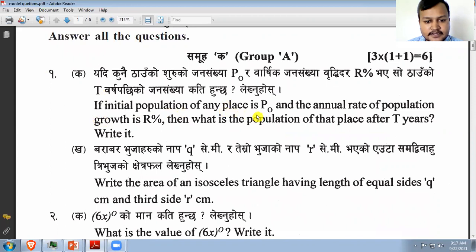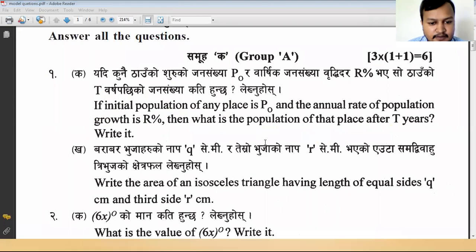If the initial population of any place is P0, annual rate of population growth is R%, then what is the population of that place after T years? So we have to write this formula of population after T years. Pt is equal to P0 times (1 plus R by 100) power T. Okay, just we have to write formula here.